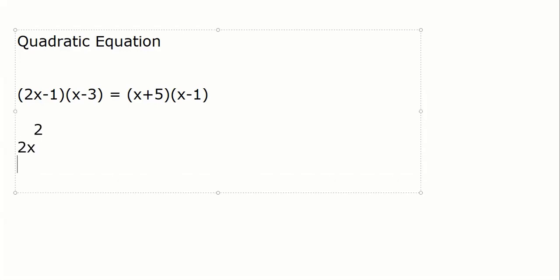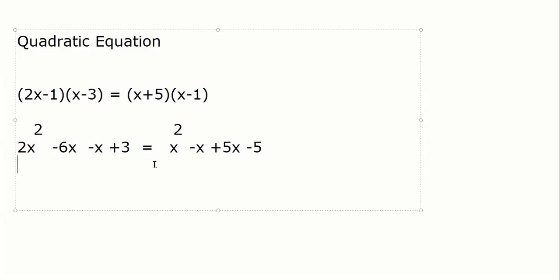Okay. 2x into minus 3 is minus 6x. Minus 1 into minus x is plus x. That is my left hand side. Right hand side is x into x, x square, minus x plus 5x minus 5. What I am doing, I multiply every term with every term.